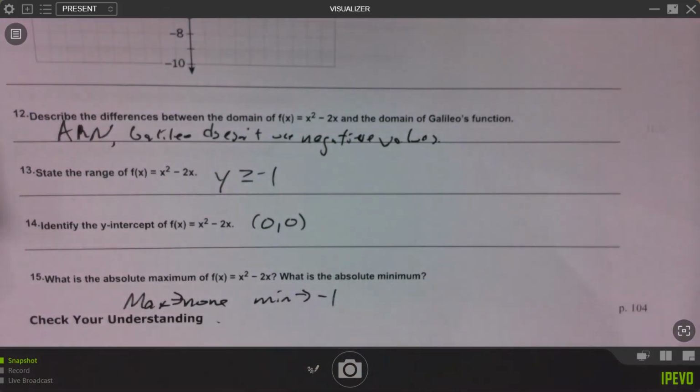So still using all the same things we've been using. We're just applying it to ones that we're actually graphing out now. But we're going to keep getting more and more practice on domain, range, min, max, y-intercept, x-intercept, all those good things. Okay?